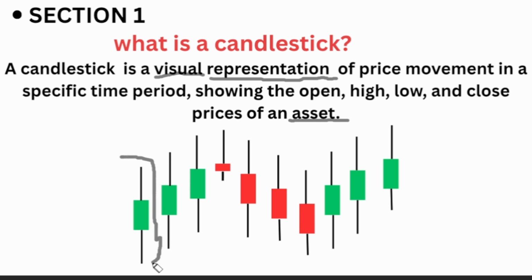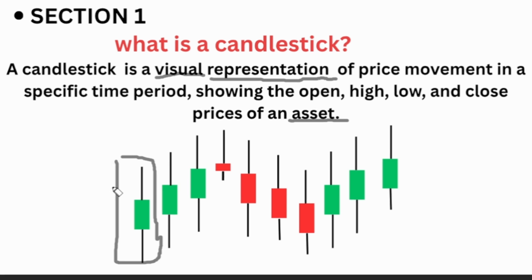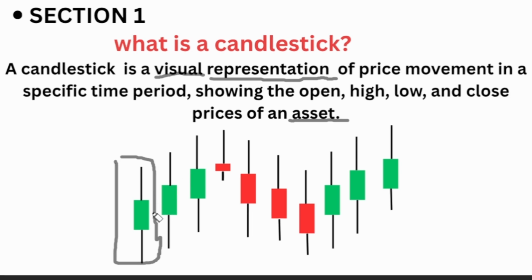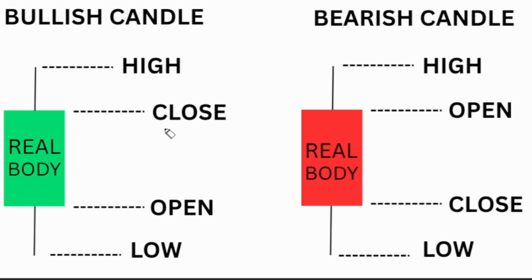For example, this candle might represent a minute candle. It might represent an hour. It might represent a day. It might represent a month or even a year. So, this particular candle you're seeing here is just telling us a story. It's like a mini story of what price did within a certain period of time. Each candle is like a mini story. It shows if buyers were stronger or if sellers were in control.